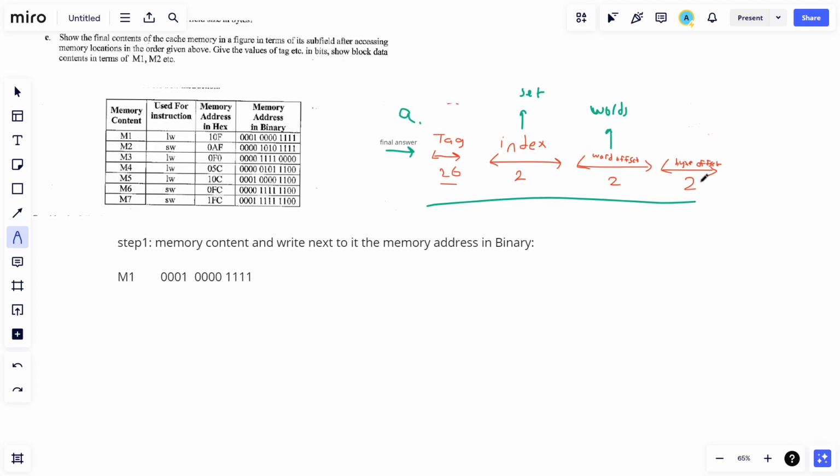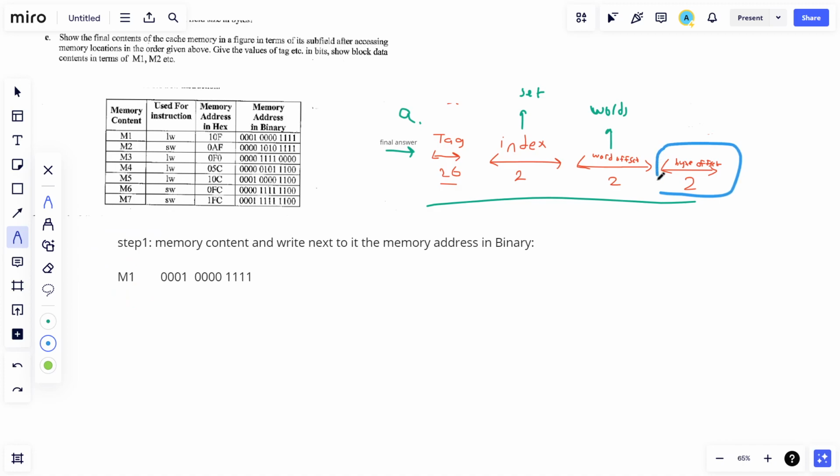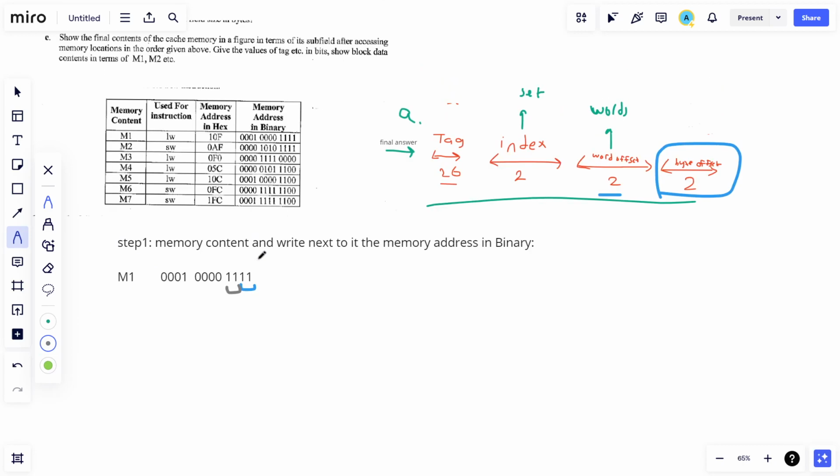So let's start from the beginning, which is from the least significant bit, which is this one, right? We already know the byte offset is 2 bits, right? So these 2 bits are for the byte offset. And honestly, these 2 bits are useless. We don't care about them. Then we get the word offset, which is also 2 bits. So these 2 bits, with another color, we also don't care about them.